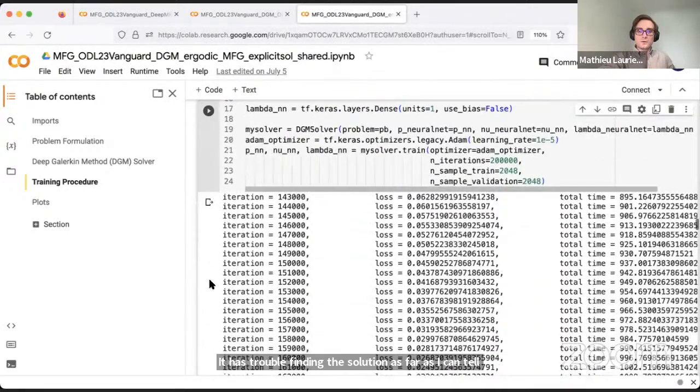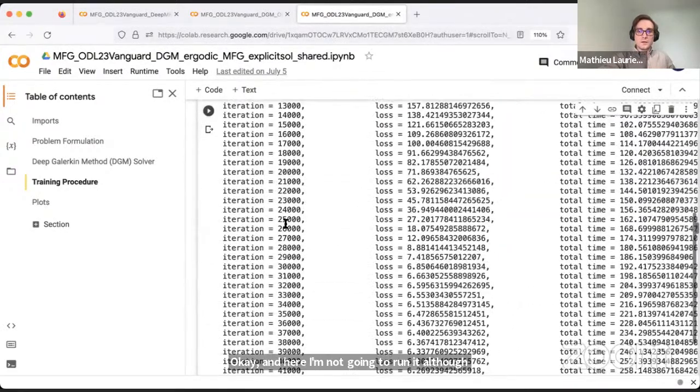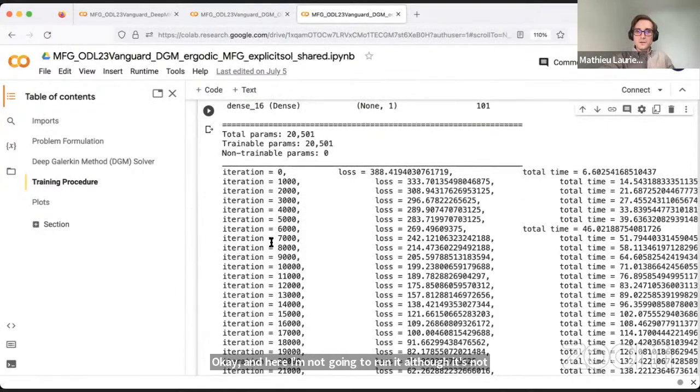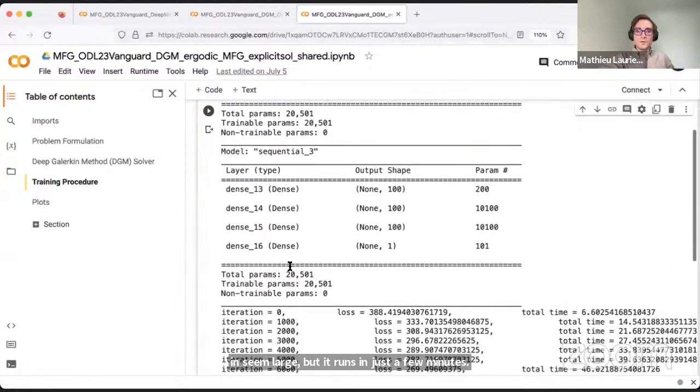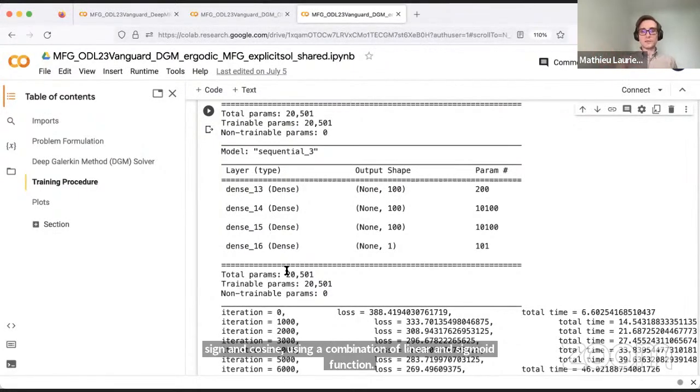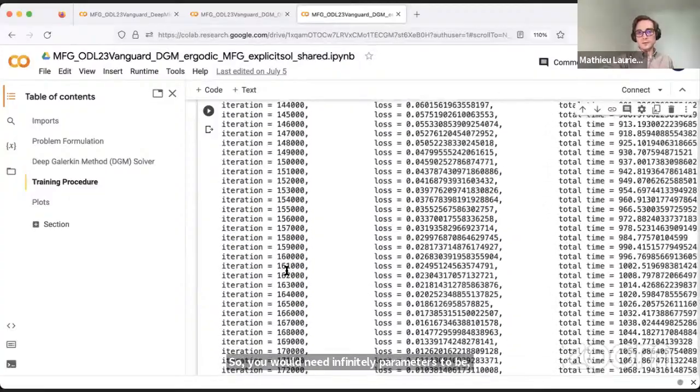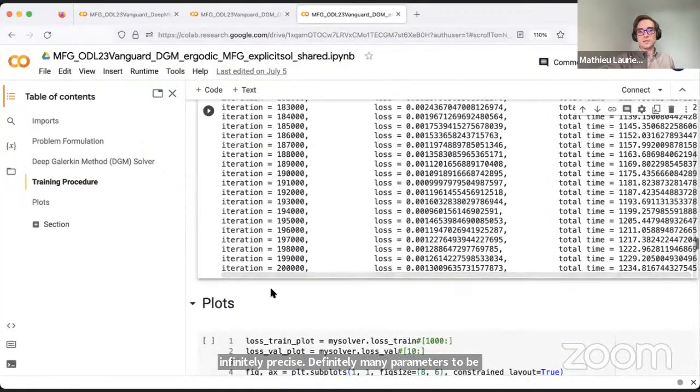Here I'm not going to run it, although it's not very long, actually. Even though the number of iterations seems large, it runs in just a few minutes. The number of parameters is pretty large. I cannot say it's over-parameterized, because we are trying to approximate sine and cosine using a combination of linear and sigmoid functions. So you would need infinitely many parameters to be infinitely precise. So it's not over-parameterized, but there is a large number of parameters.